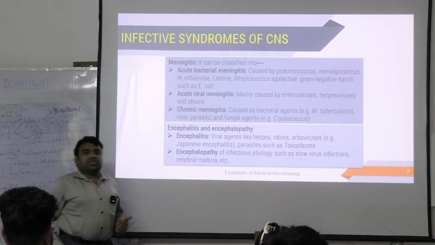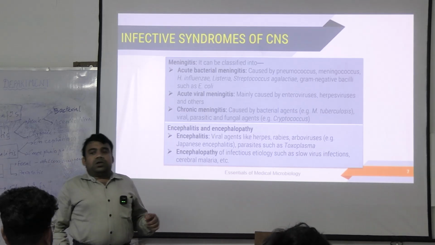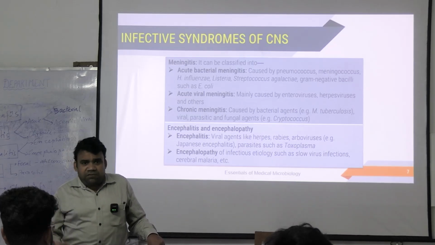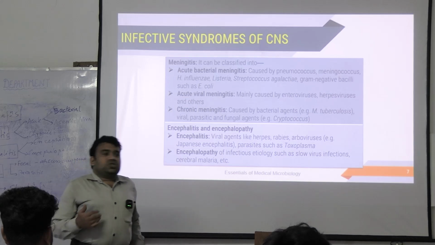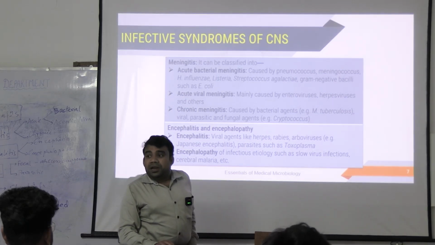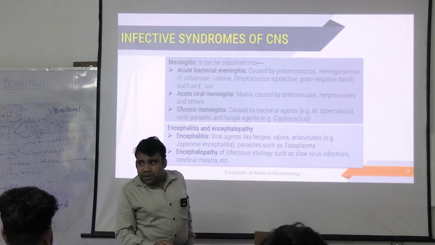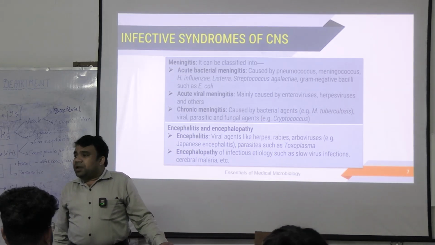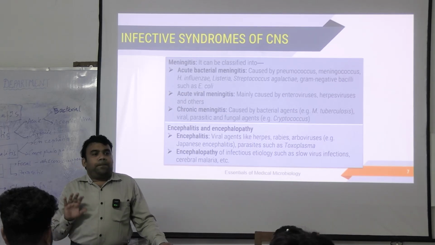Furthermore, we can have what are called encephalopathies. Some of the viruses will cause a pathological process in the brain itself, but the presentation is very slow. These are also called slow viral diseases, and some of the parasites like malaria. Not all malaria, but falciparum malaria may sometimes complicate to form what we call cerebral malaria. So this is not encephalitis. We call it encephalopathy.